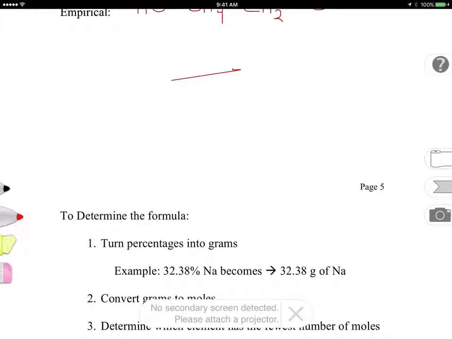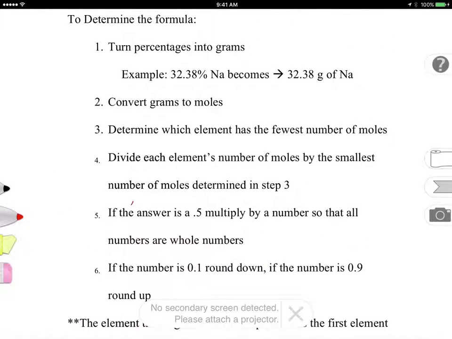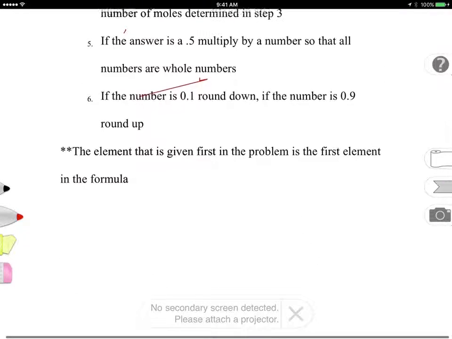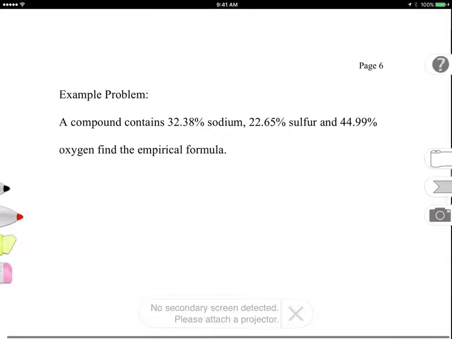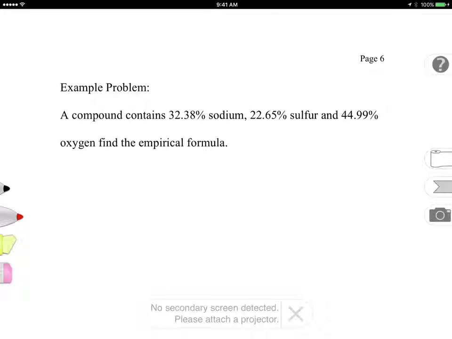So what I've got here, I'm not going to go through this. It's the steps to go ahead and do these. I just want to go ahead and run through an example problem right here. Okay, so the very first thing that we have to do is we're simply going to take the percentages and turn them into grams, and all that involves is just rewriting the number but making it grams instead.